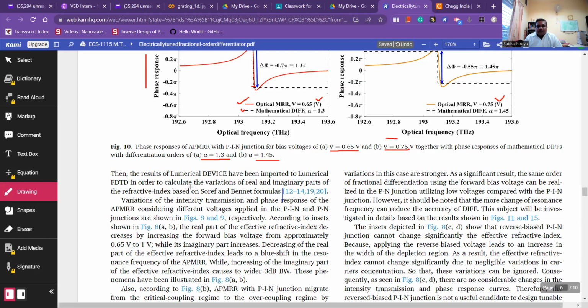The results of the numerical device simulation have been imported to numerical FDTD in order to calculate the variation of the real and imaginary parts of the refractive index based on the Soref-Bennett formula, that is the plasma dispersion effect. Variation of the intensity transmission and phase response of the all-pass MRR considering different voltages applied in the PIN and PN junctions are shown in figures 8 and 9, which we have seen respectively.